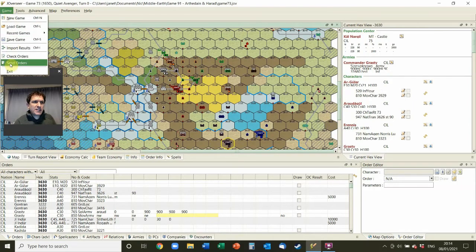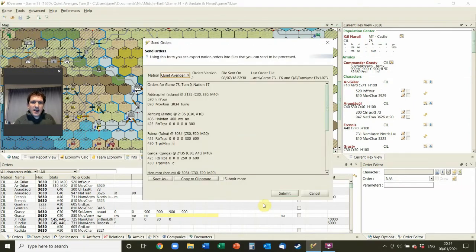When you're ready to send your orders in, you go here and click submit, and it'll ask you some questions and ask you to save, and it will send them off by magic to Middle-earth Games in Cardiff. You should get an automatic email response back in the next half hour or so saying it's been received. Sometimes you will send them in and then think, oh, I want to change something. That's fine. You just go through, make your changes, save them, double check them, and then click submit again. And up here it tells you which orders version they are.